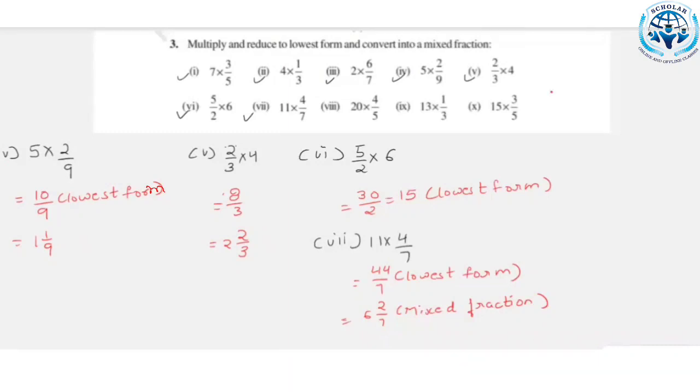Now next, 20 into 4 by 5. 20 4s are 80, 80 by 5, 5 1s are 5, 5 6s are 30, so 16. The whole number is the answer.